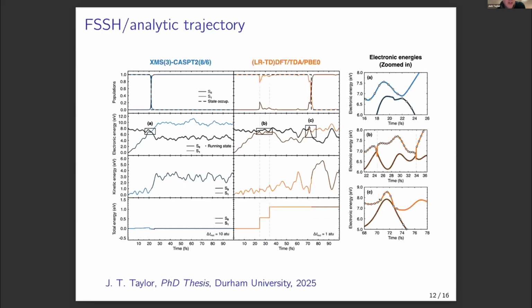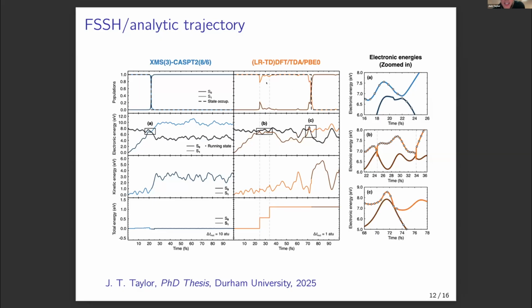Okay, so let's first have a look at fewest switches standard. So I compare an XMS-CASPT2 trajectory to a TDDFT trajectory. And we see that our XMS-CASPT2 trajectory hops successfully around 20 femtoseconds. And we see that there is a slight discontinuity in total energy, and that can be explained by looking at a zoomed-in plot of the potential energy curves or surfaces, and we see there is a slight discontinuity in the XMS-CASPT2 electronic structure. However, in this case, it has not affected the trajectory hopping because it hops sometime later.